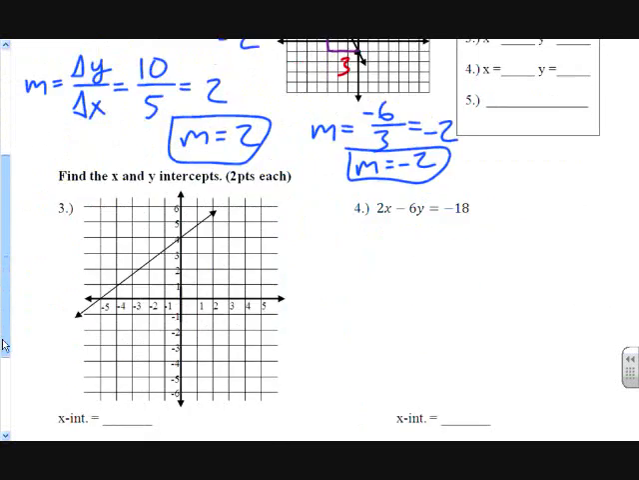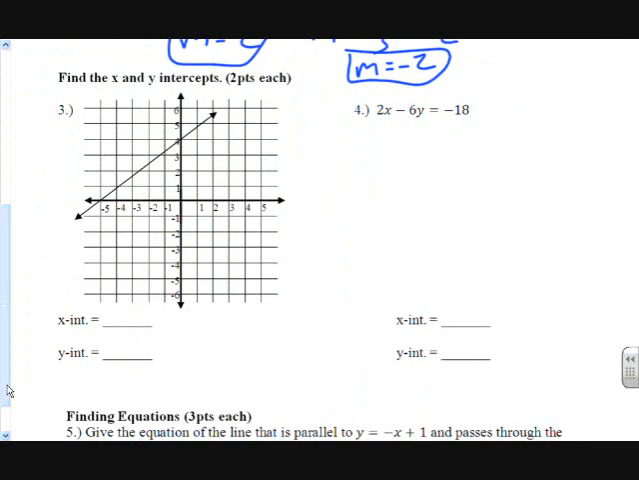In number 3, it's asking me to find the x and y intercepts. Remember, when we're looking at a graph and we want to find x and y intercepts, it's just where it crosses the x-axis for our x-intercept, where it crosses the y-axis for our y-intercept. So here I can see that it crosses the x-axis at negative 5. So my x-intercept is a negative 5. And you can write it as just a negative 5.